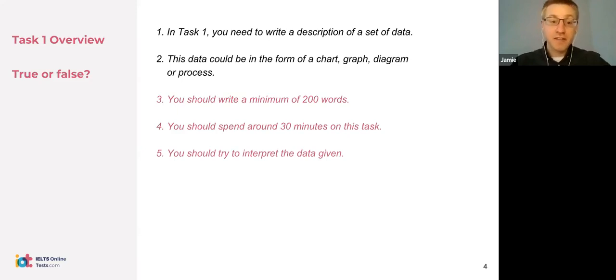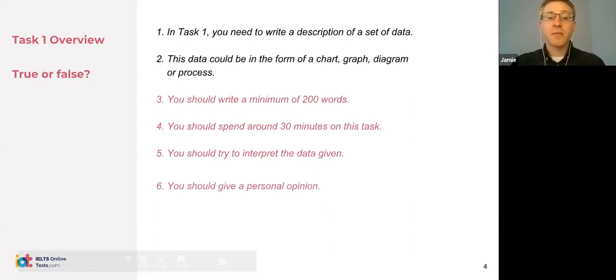And that leads us to number 6. There is no need to give a personal opinion. In writing task 2, you are likely to be asked to give a personal opinion on the topic, but for writing task 1, you're just describing the information given.